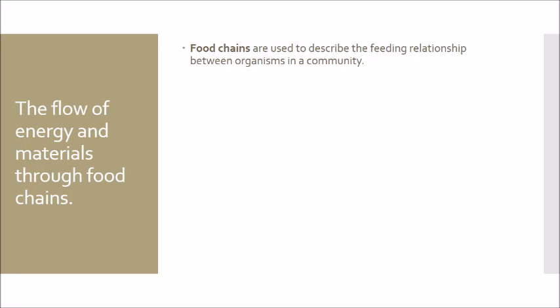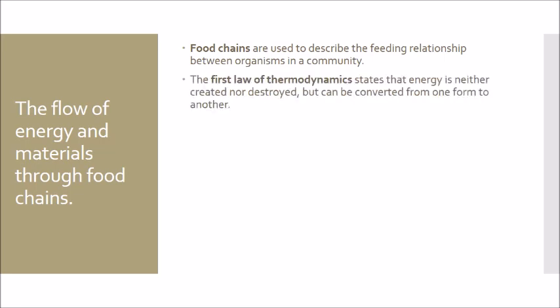So energy is within our food, and we know that comes from carbon. We've talked about photosynthesis and carbon, how all energy on planet Earth originates from the sun, okay? And food chains are used to describe the feeding relationship between organisms in a community, which is just an area of living things. So we use a food chain. Now, the first law of thermodynamics. Now, if you don't know what that is, that's okay.